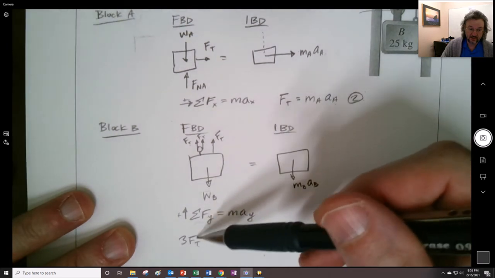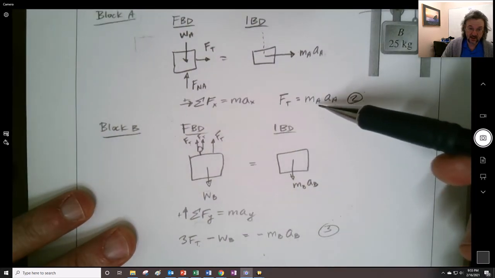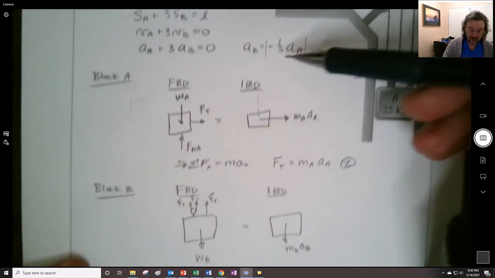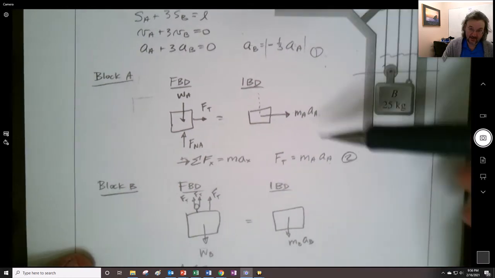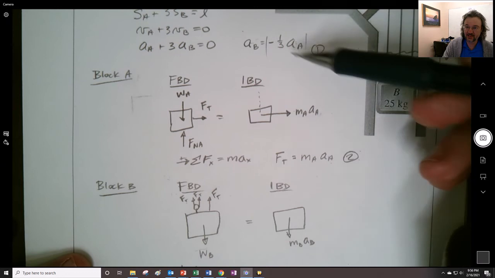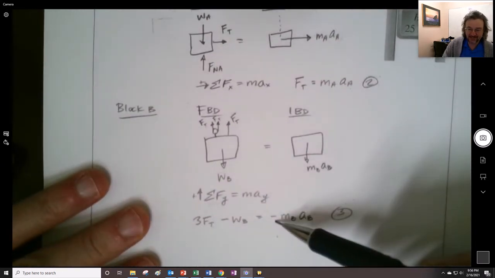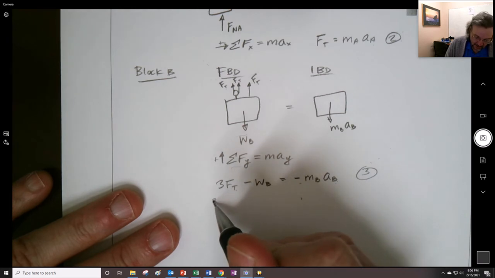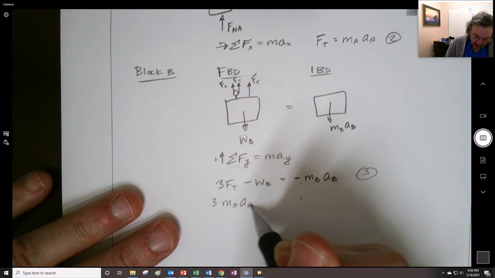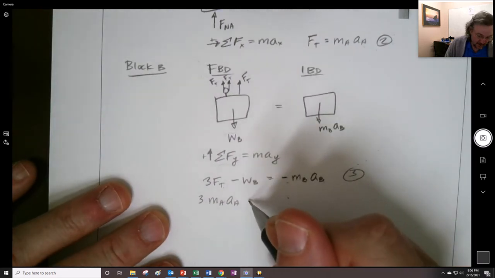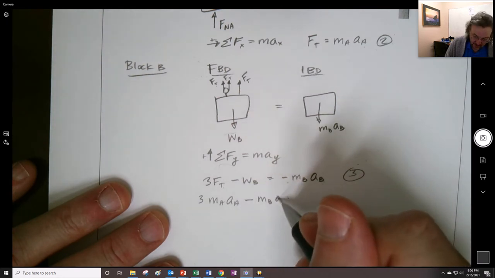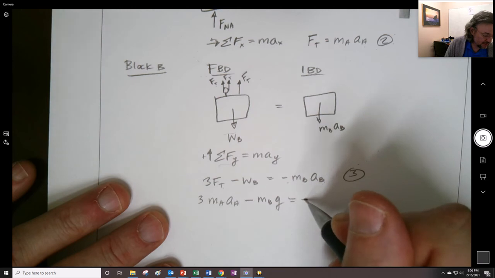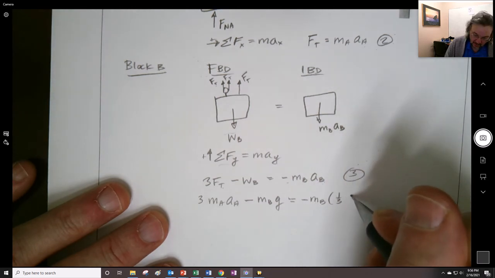So we're going to replace Ft right there with Ma times Aa, and then I'm going to replace my Ab with 1/3 Aa. And you can see why I didn't replace it with the negative, because I know the direction was decided by this right here. I'm not going to reverse the direction of the motion. So I take 3 times Ma Aa right there. This, by the way, is going to be Mb times g, because we are in SI units, and it's going to be equal to a negative Mb times 1/3 Aa.